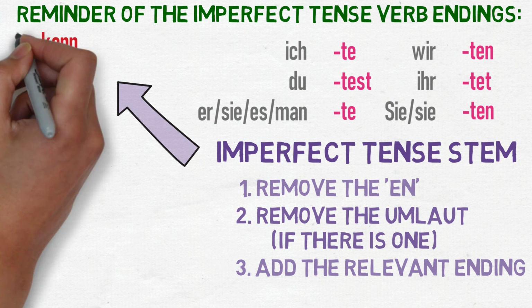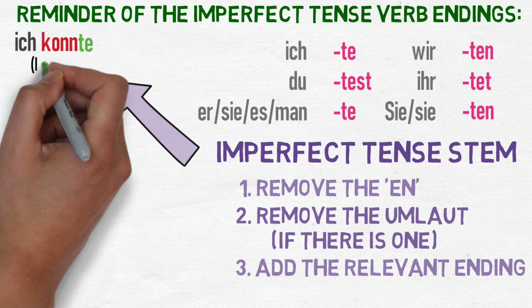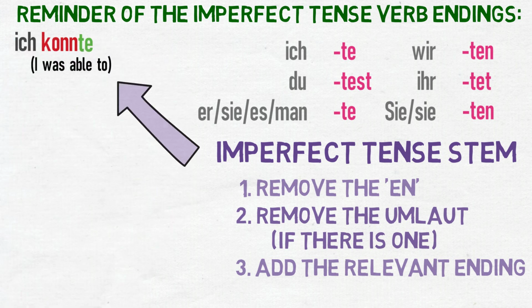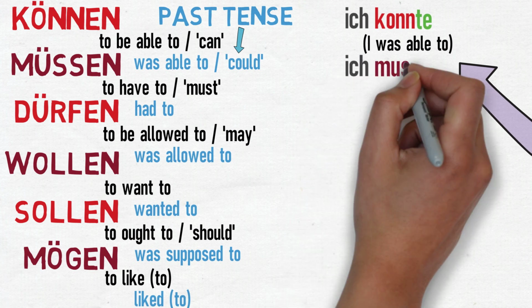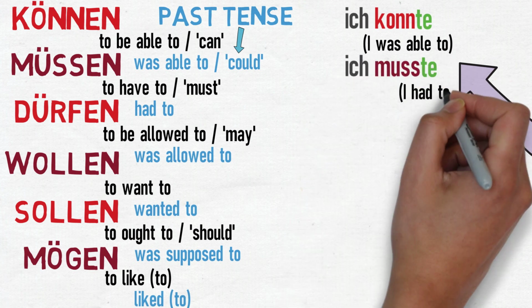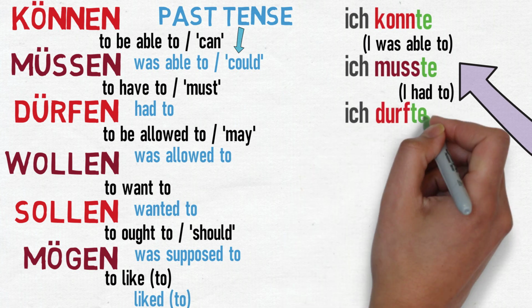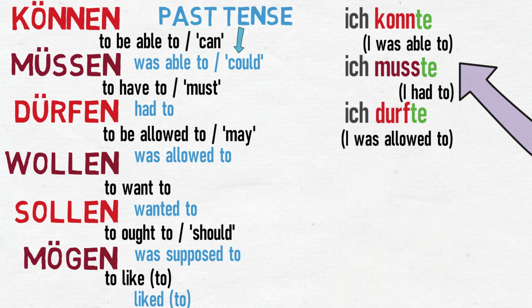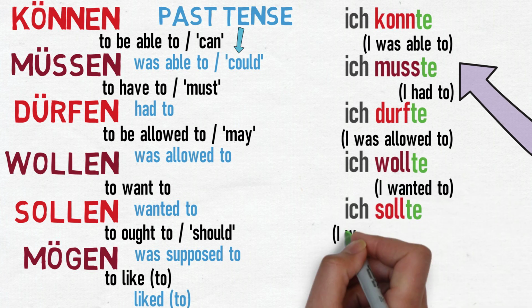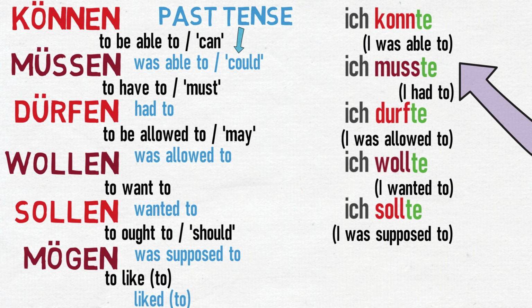So, for example, ich konnte, I was able to. The other ich forms, therefore, are ich musste, I had to, ich durfte, I was allowed to, ich wollte, I wanted to, ich sollte, I was supposed to. I translate this as was supposed to, as should have would be said in a different way in German.